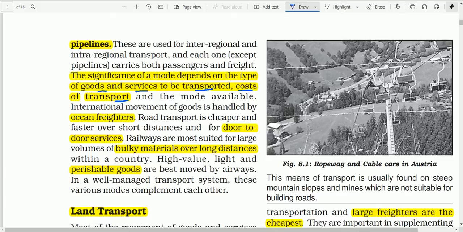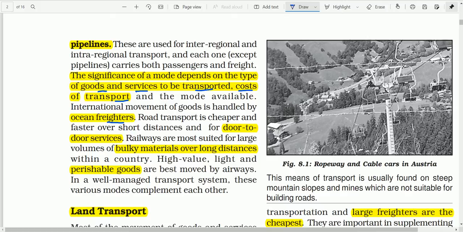International movement of goods is handled by oceanic freighters. See, if we want to transport goods from India to the USA, the only means will be ocean freighters, or the costlier one, air transport, because the USA and India are not connected by land transport, as we have oceans between the continents.